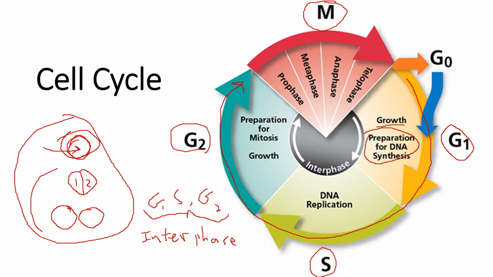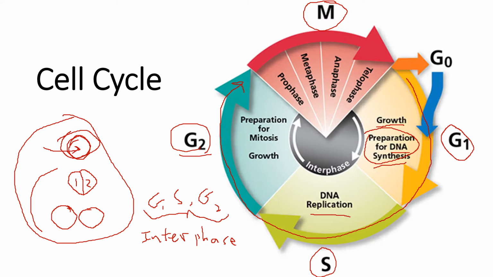So you've got G1, again a part of interphase. You've got S, that's DNA replication, or DNA synthesis. The word synthesis simply means to make, so it's just making a photocopy of our DNA. And then you go into the G2 stage, preparing for mitosis.